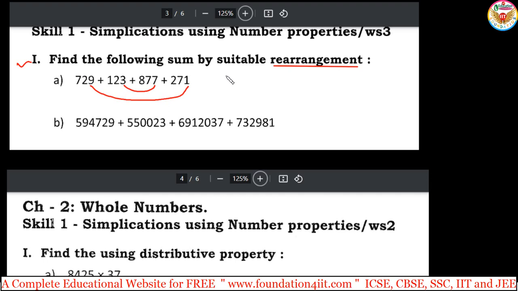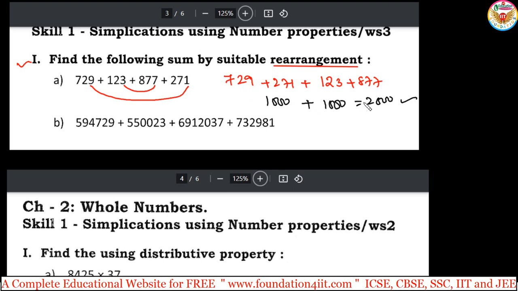That is 729 plus 271 plus 123 plus 877. Okay, rearrange and write it. This two together is 1000. This two together is 1000. By adding, finally you get the answer 2000.